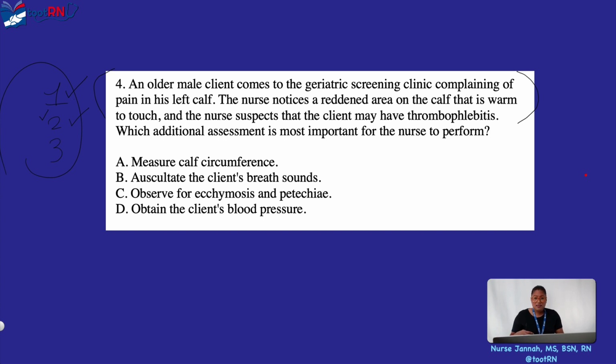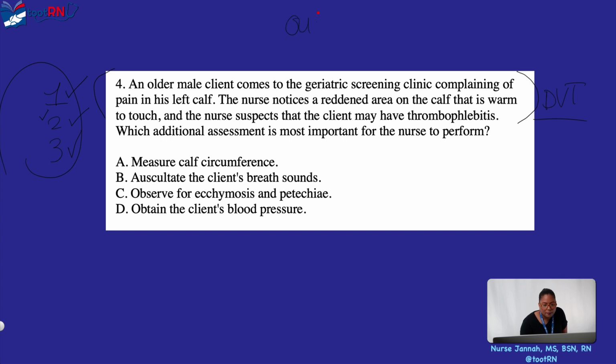Older client, they come in, hey, my calf hurts, and it's warm, and it's red, and we think it's a thrombophlebitis. What do we call that? What's another term for that? Yeah, DVT. Write that there. So you think this client has the DVT. That's the problem. So it's asking us the most important thing to do. Think they have a DVT. Now we got to find the solution, which is our answer.